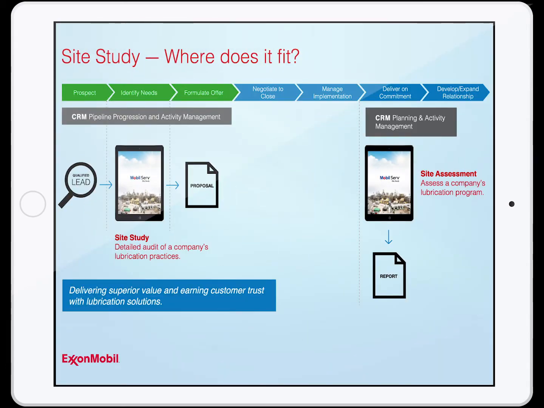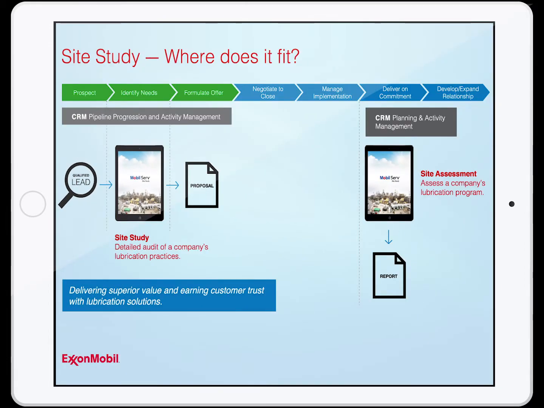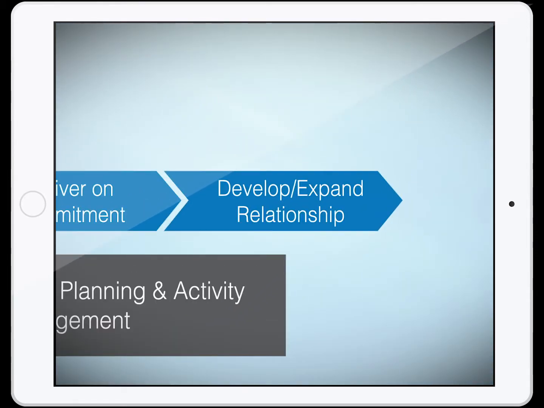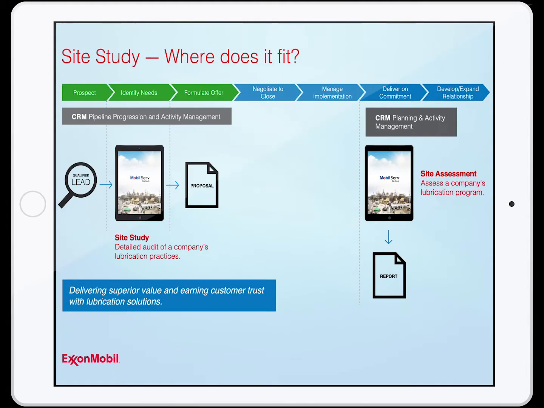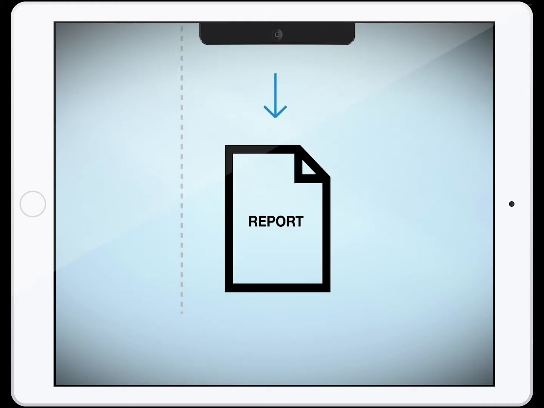The results of the site study should be used to support your formal sales proposal development. The site assessment tool is most effectively used with existing customers in the Expand Relationship stage to assess lubrication program performance compared to best practices and identify opportunities for further enhancements. Site assessment achievements and additional recommendations should be documented in a formal engineering service report to demonstrate lubrication program value to the customer.